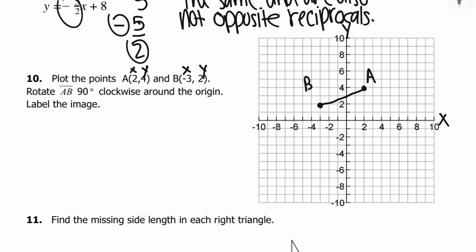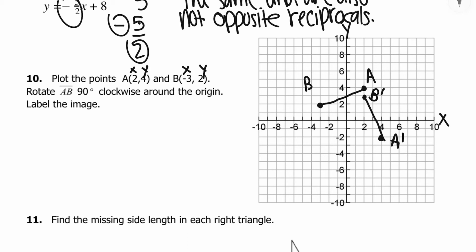And it says rotate that 90 degrees clockwise about the origin and label the image. So turning that 90 degrees clockwise, B is going to be now at 2, 3. So that's B prime. And A is going to be at 4, negative 2. That's A prime. And it just said label it. It didn't say you had to list the points. So just as long as you're getting that prime on there, that's what's important.